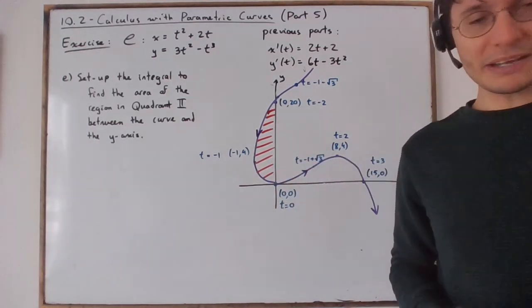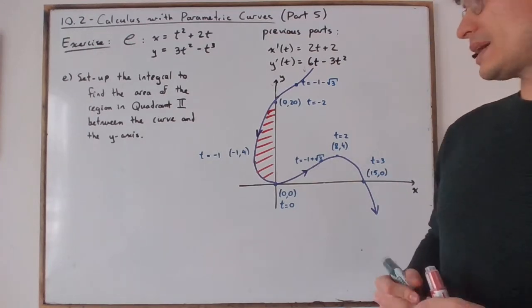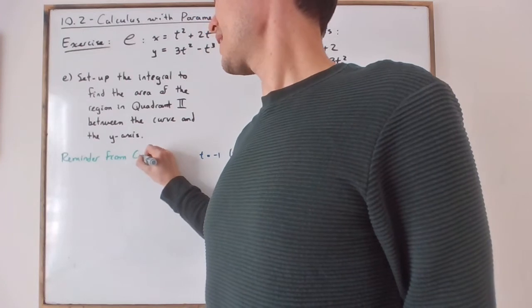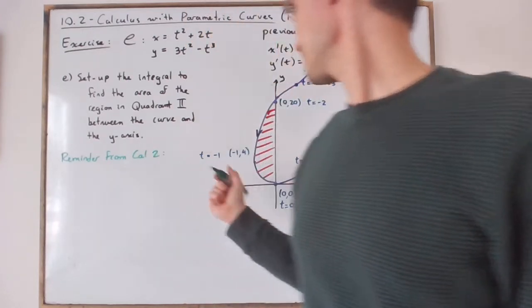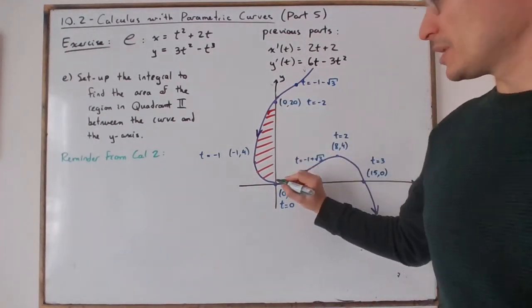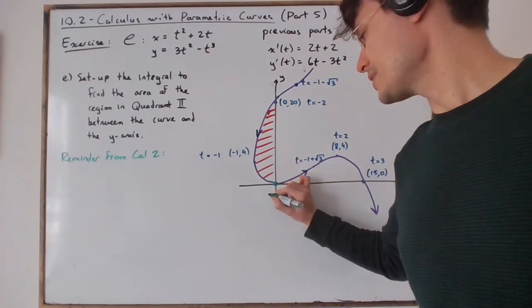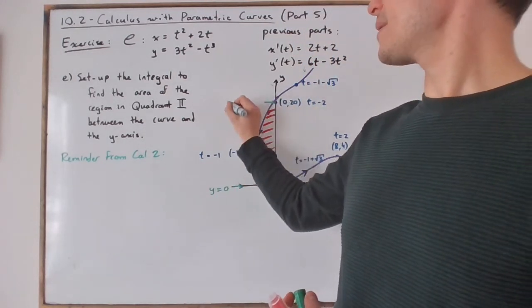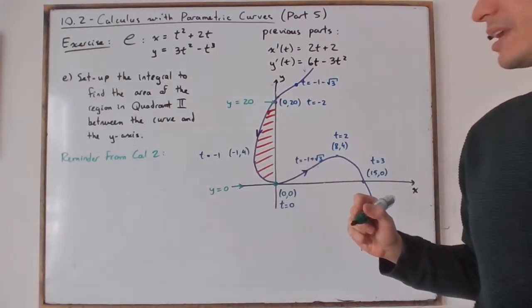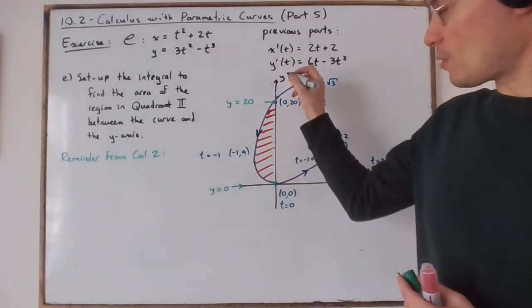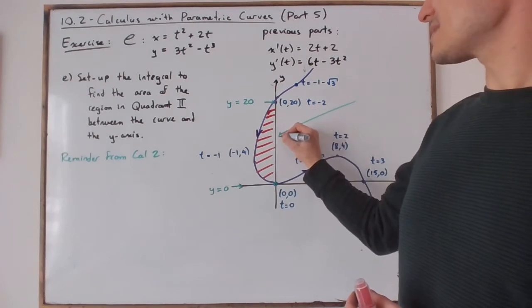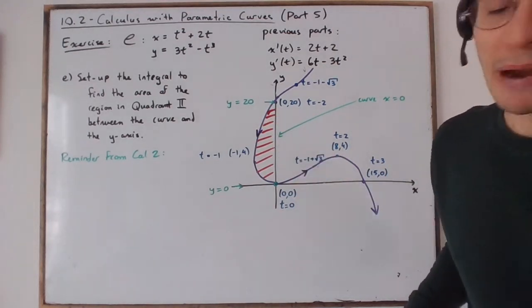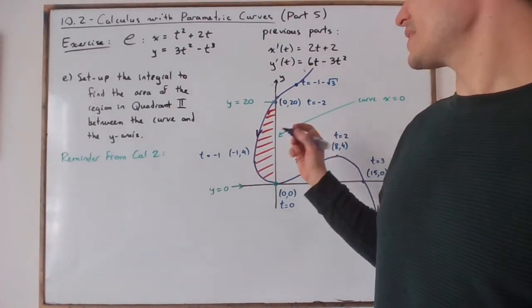I'll give you a quick reminder from Calculus 2, in green. To find the area, you have to start from the lowest value of y. So here you have y equal to 0, and here you have y equal to 20. Then you have two curves. You have the y-axis, which will be the curve x equals 0, and this is our parametric curve. Well, it's not a function in this case, but it's a parametric curve.